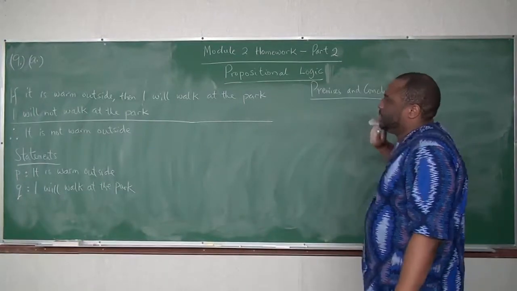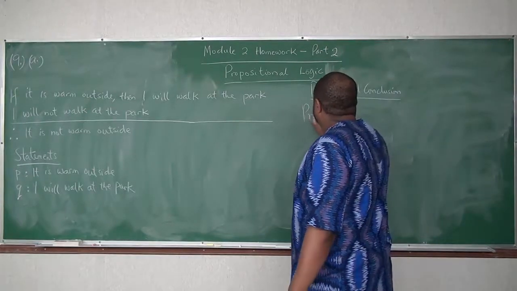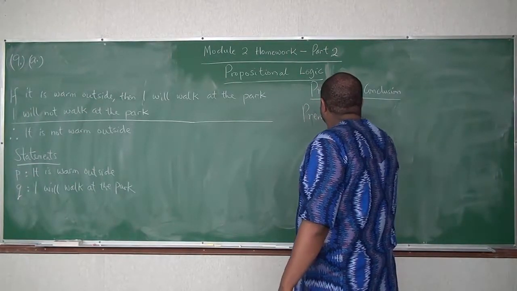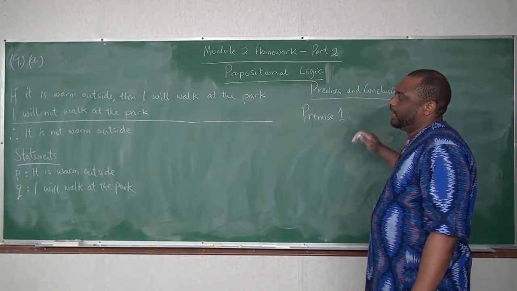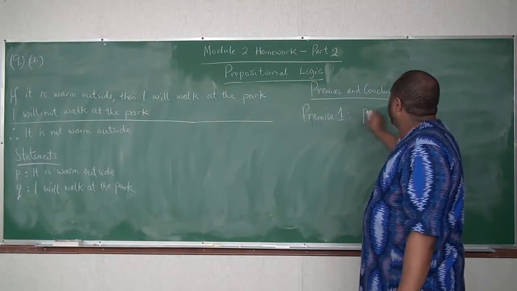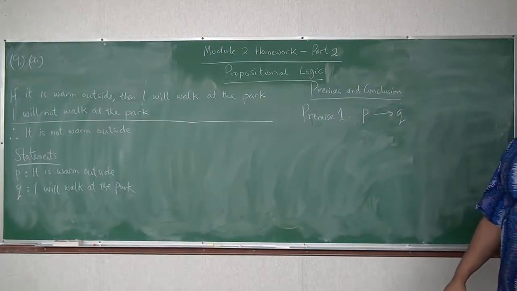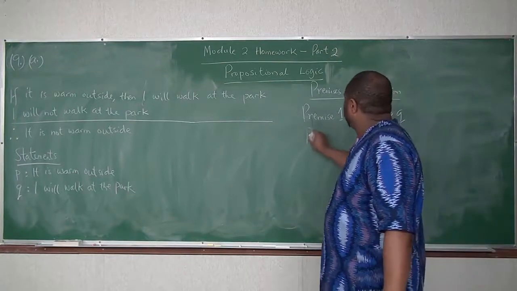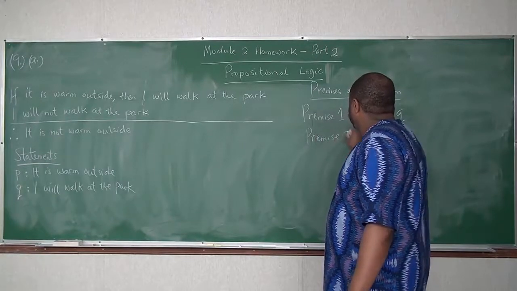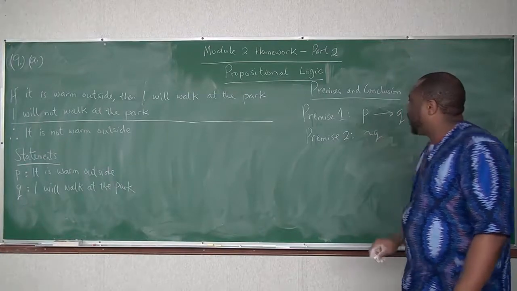Okay, so let's write, the next step is to write our premises and conclusion. Premise 1 is, if it is warm outside, then I will walk at the park. This is a conditional statement. P implies Q. If P, then Q. Okay, if P, then Q. Then our premise 2 is, I will not walk at the park, not Q. Our premise 2 is not Q.